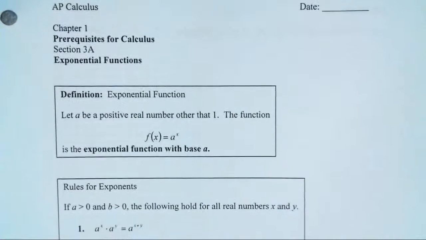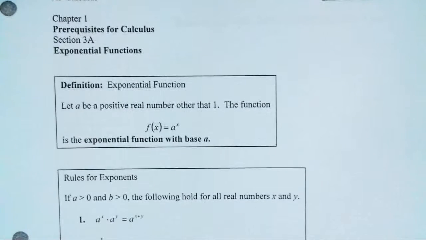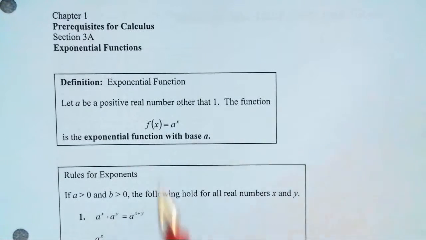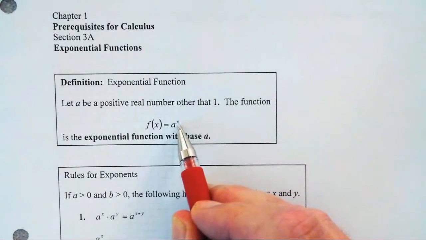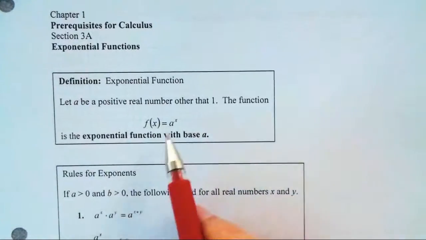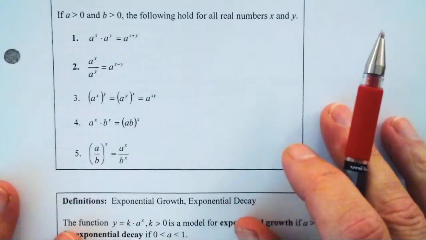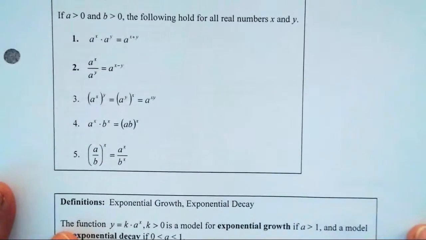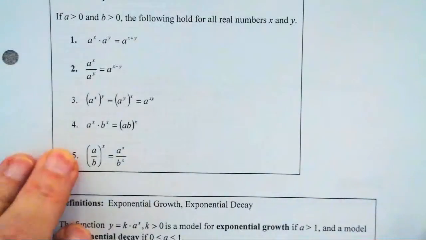Okay, an exponential function. I can understand why people might get confused on this. X to the 15th is not an exponential function. The exponent has to be a variable. Now it's exponential, a to the x. That's an exponential function. The base is said to be a. If you were to forget these rules of exponents, it's pretty easy to come up with them on your own.